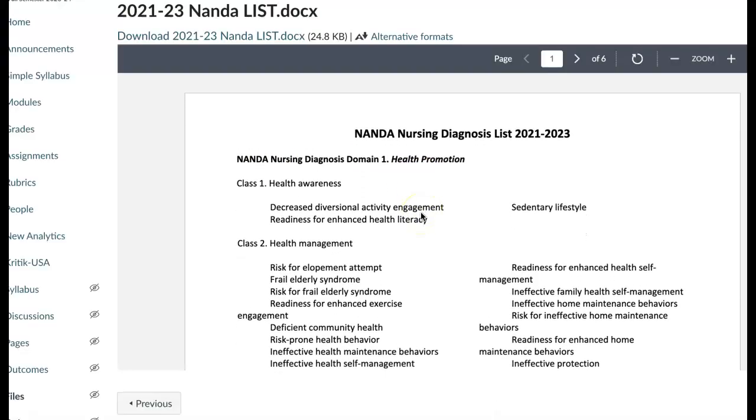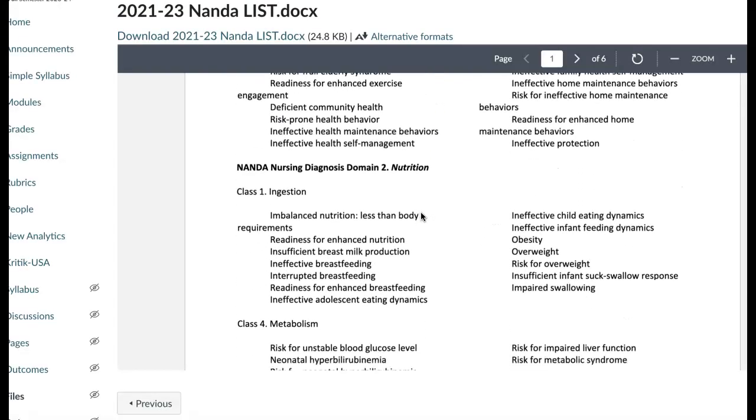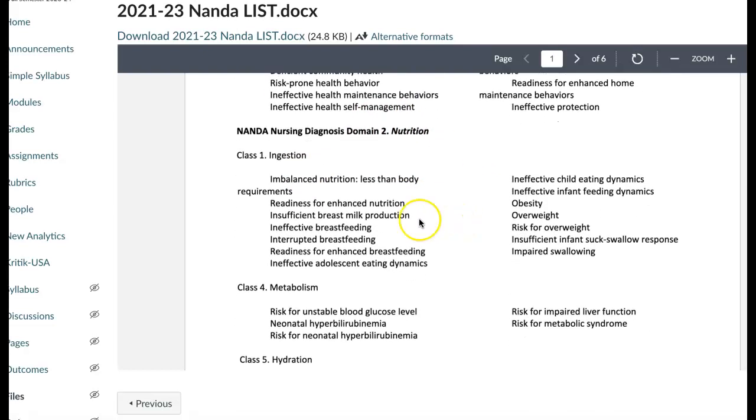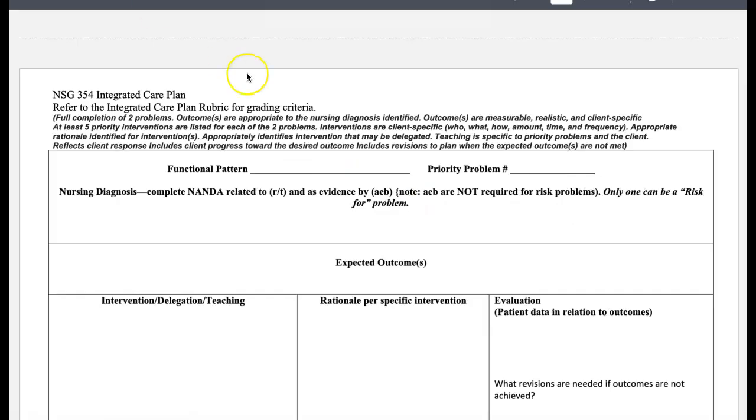So for example, if you have somebody who has a nutritional issue, so maybe they have imbalance in nutrition, less than body requirements. So you have that cute little old person who just isn't able to eat, or maybe they've had a recent stroke and we're losing weight, then that would be the one. So for your functional pattern, you would put that nutrition, and then you would put the imbalanced nutrition, less than body requirements.